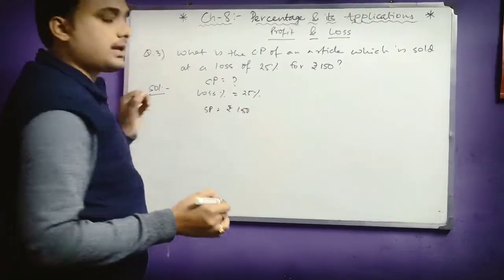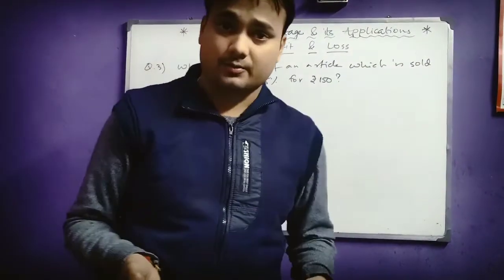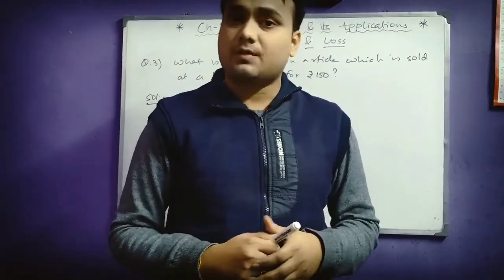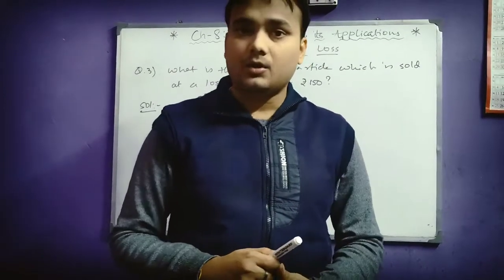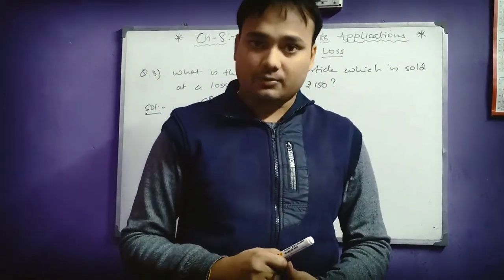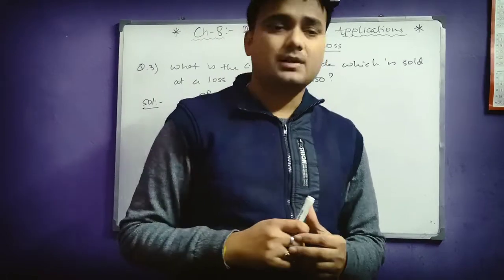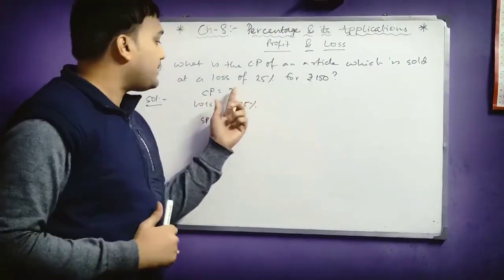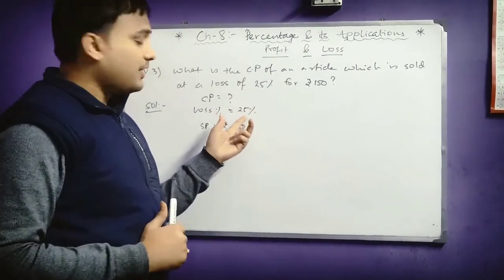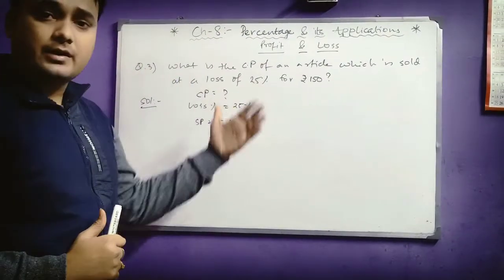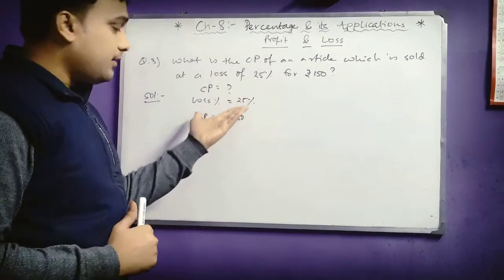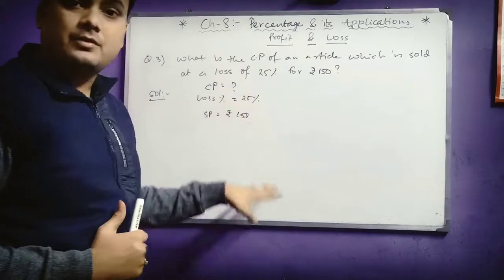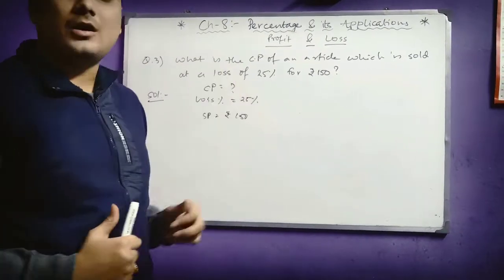So students, this sum can be done in many ways, okay? We have a specific formula. We can apply the specific formula to find the answer directly, or we can take the help of X, okay? That will be a quite lengthier process, and X means you will take CP as rupees X. So if CP is rupees X, loss will be 25% of X, that is 25 by 100 into X. Now you will get the loss, CP is X, and we know that loss equals CP minus SP. So from there you can calculate the value of X, and X will be your answer.